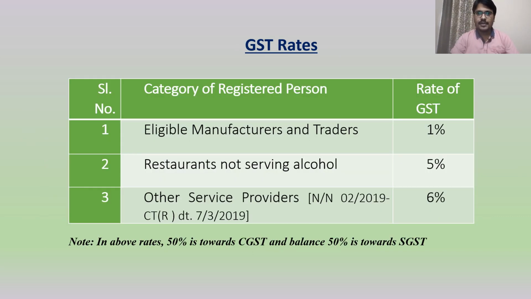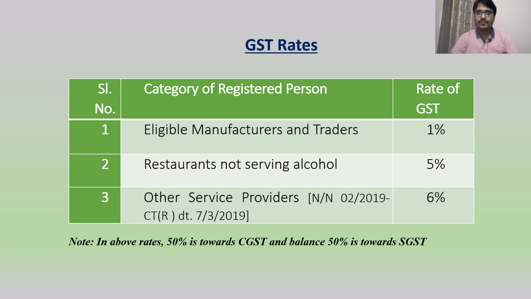Now, we will be discussing the GST rates applicable to a composite taxpayer. For eligible manufacturers and traders, composite GST rate is 1%. Eligible manufacturers here means those who are not involved in the manufacture of tobacco and tobacco substitutes, ice cream, pan masala and aerated water as discussed above.